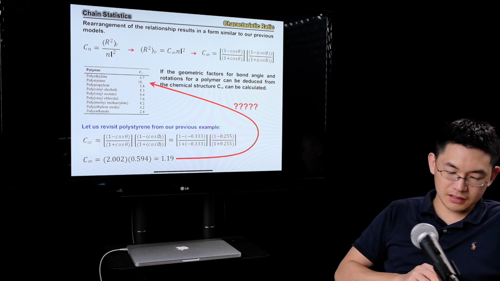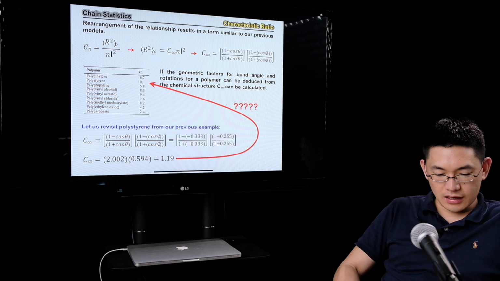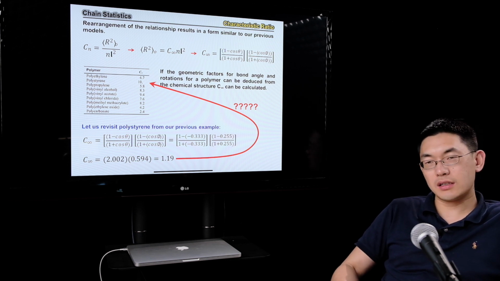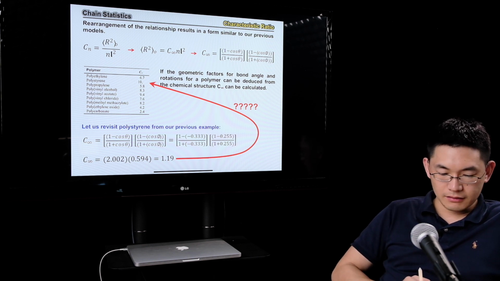So polycarbonate is closest to the free joint chain model. But the others all show some degree of expansion. The chain is slightly bigger than what it is supposed to be.